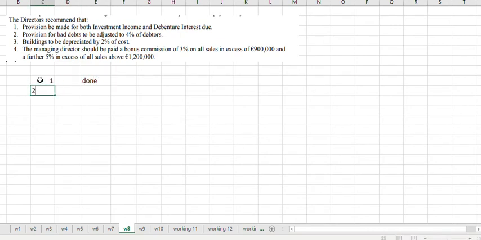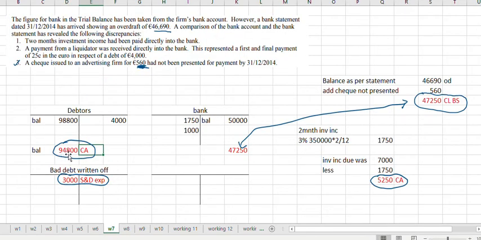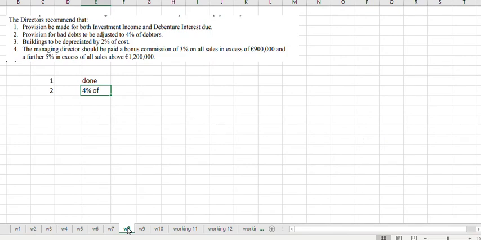Part 2. Provision for bad debts be adjusted to 4% of debtors. 4% of, it's the new debtors figure, 94,800. So 4% of 94,800, which equals 3,792.